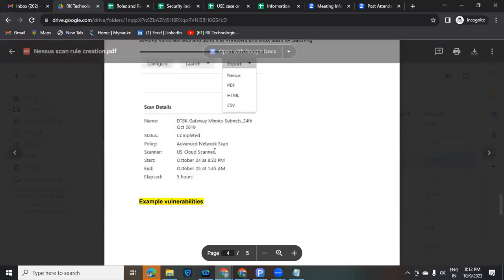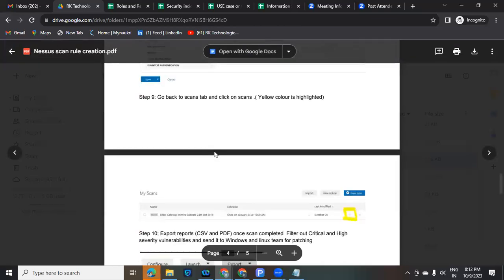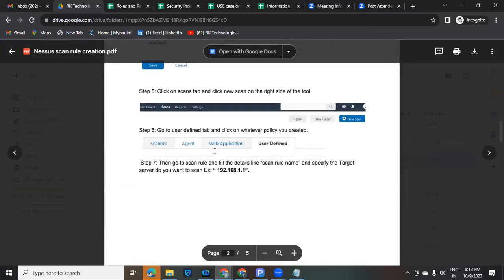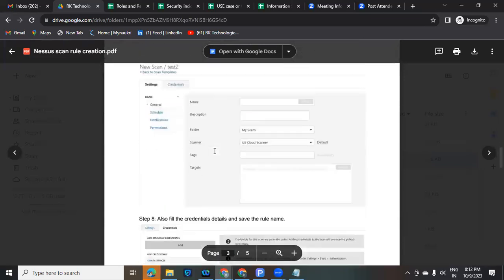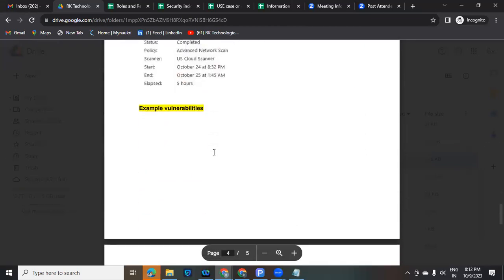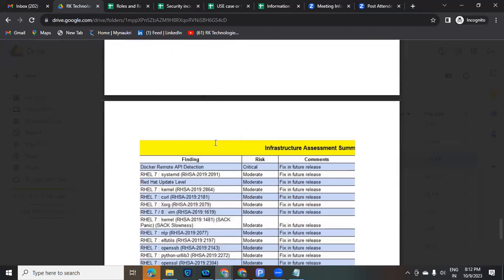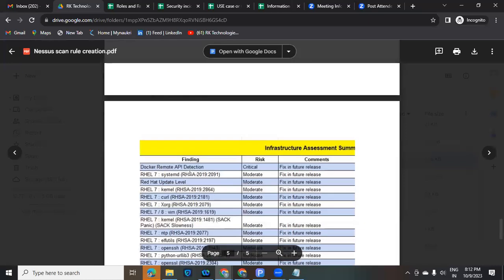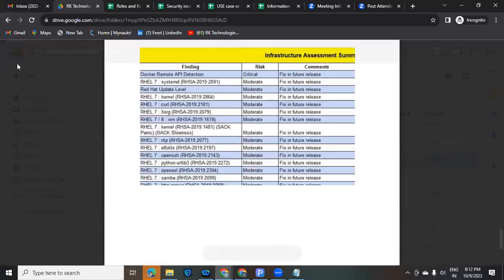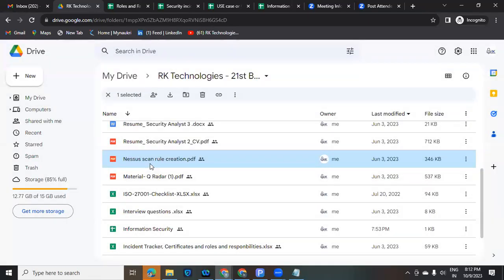So Bindu, do you have any query on this one? Thank you, I have seen it in the morning. Thank you so much. Yeah. And also a couple of example vulnerabilities I provided related to Windows as well as Linux. Please go through this one also once. This is dedicated to Linux. Okay, so that is about the Nessus scan rule creation part.